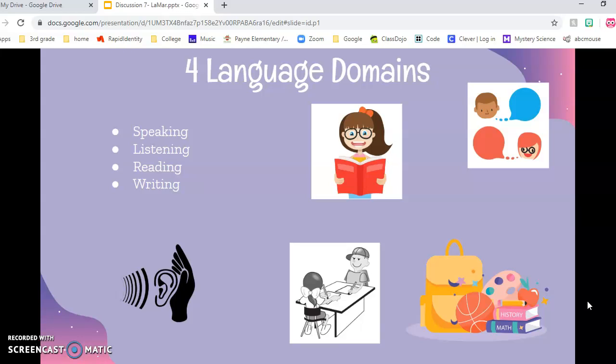Listening, are they hearing what we're saying? Can they read what we're trying to teach them? Writing, are they able to write down what you're asking them to write down? All of these things are huge when we're talking about ELL students.